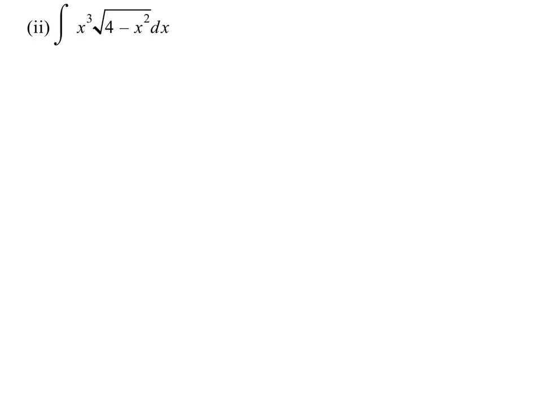Algebraic manipulation. This is the really clever one. You've got x cubed times the square root of 4 minus x squared. How on earth am I going to get that as derivative times function when the derivative is minus 2x? How do I turn x cubed into minus 2x? I mean, I can factorise out numbers from the integral, but I can't factorise x's out. I'm not allowed to do it.